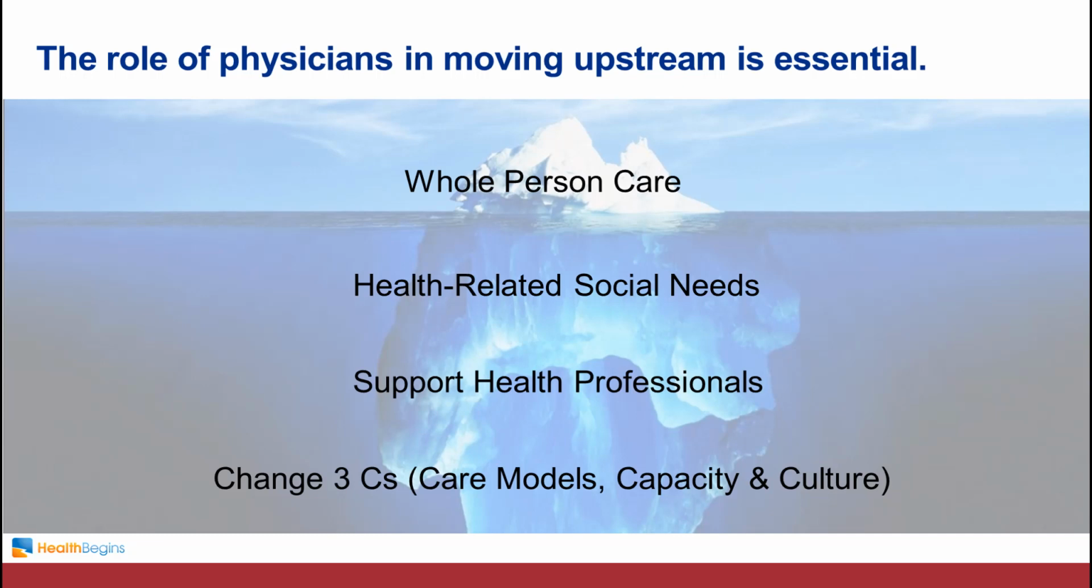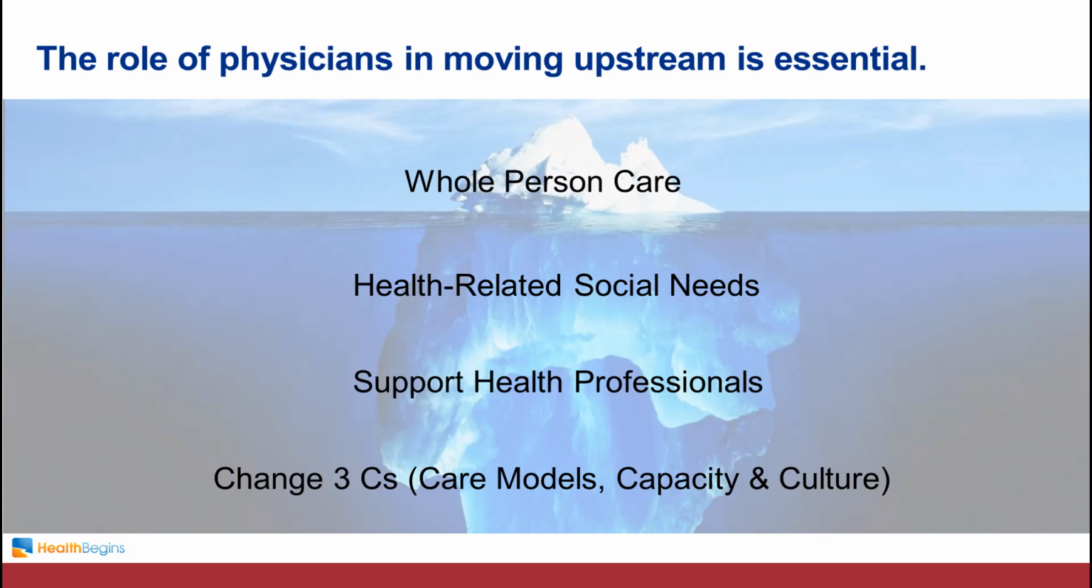All these initiatives, from our perspective at HealthBegins, really rely upon us to be able to do a number of things. But we do know one thing for sure. We can't truly create a whole person care model unless we incorporate health-related social needs into our care systems and do so in partnership with community. We can't truly achieve whole person care unless we work with community partners to address social determinants of health. And we can't incorporate health-related social needs into our systems of care unless we support physicians and other health professionals to do that. This is not something that is automatic.